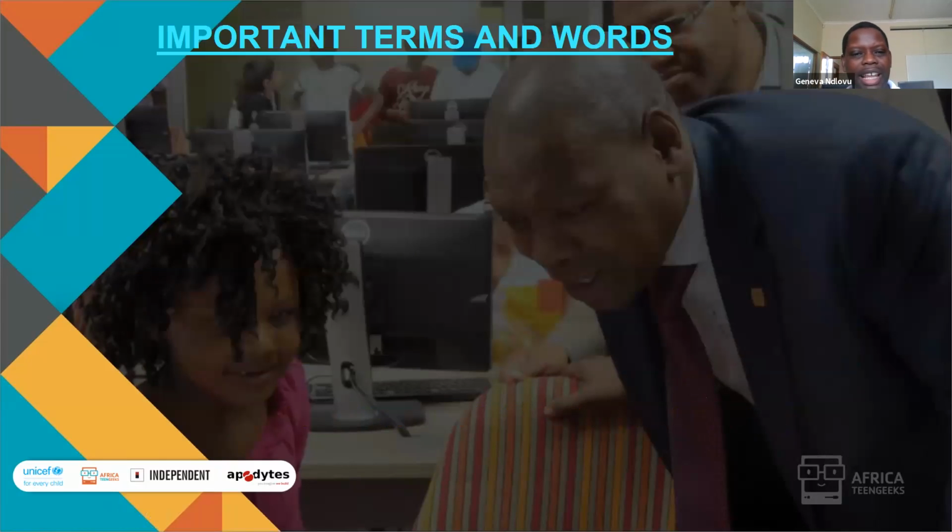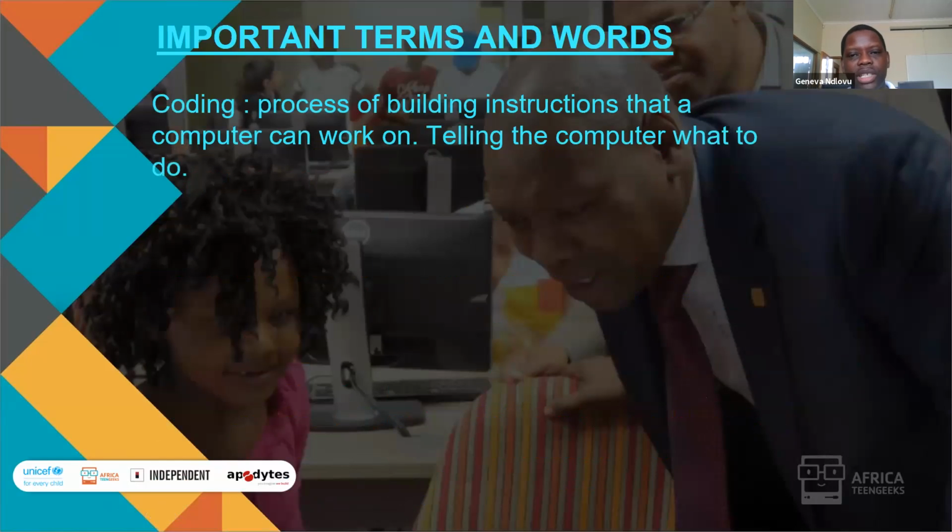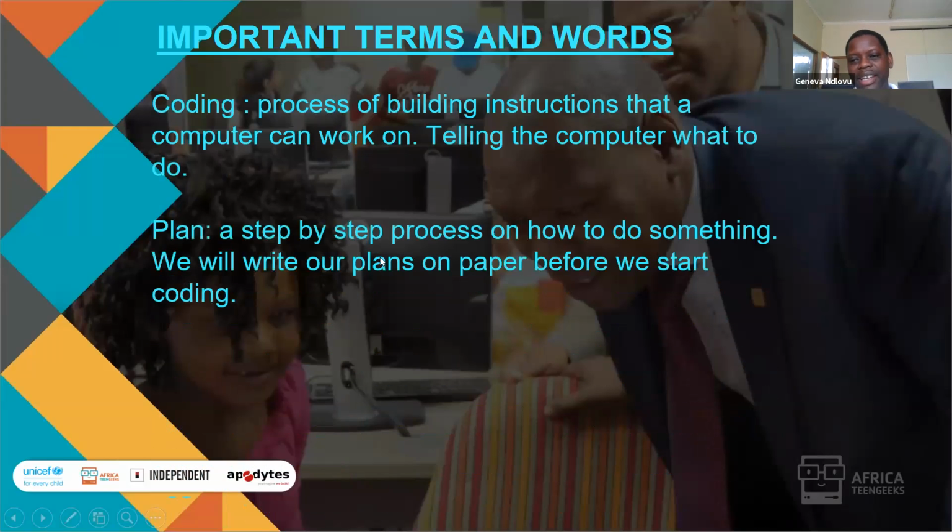Yesterday, we also brought in a few terms that we wanted you to know, terms like coding. You should know what coding is, the process of building instructions that a computer can work on. Also, terms like a plan. A plan is a step-by-step process on how to do something.